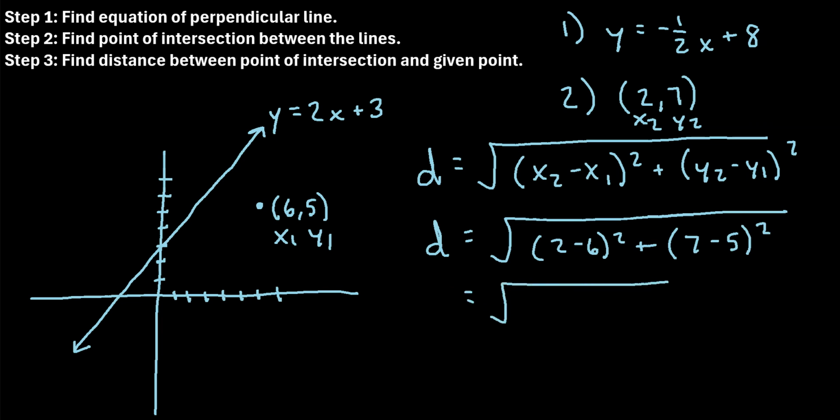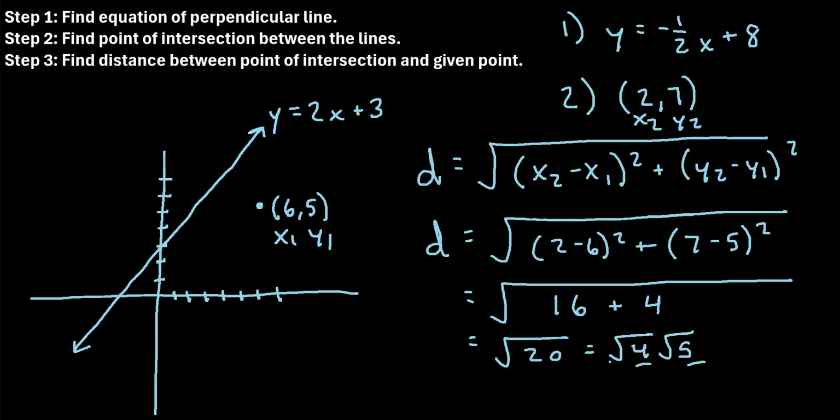So we get the square root of 2 minus 6 is negative 4. Negative 4 squared is a positive 16. Plus 7 minus 5, that's 2, and 2 squared is 4. So we get 16 plus 4. So our final answer is the square root of 20. If we'd like, we could simplify this by writing it as the square root of 4 times the square root of 5, since 4 times 5 is equal to 20. We'll notice the square root of 4 is 2, so we can write our final answer as 2 root 5. This is the distance between this point and this line.